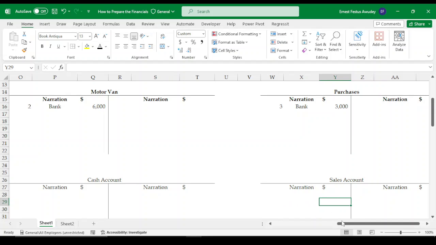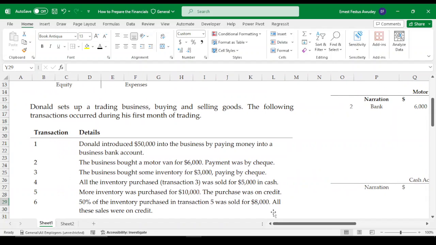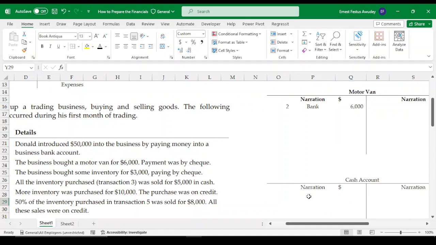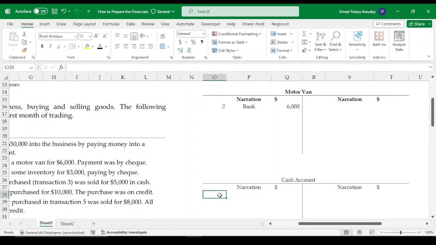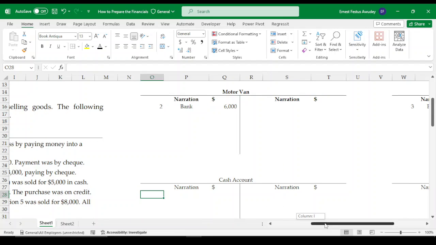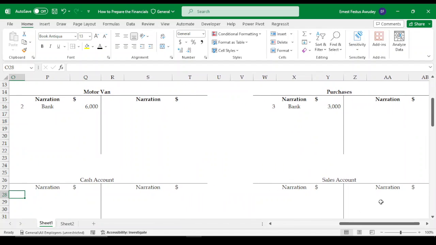So in this case, our cash has increased. It's an asset. Cash is an asset. It has increased because we have sold our goods and received cash. So the cash has increased and then our inventory has reduced. Therefore, we are going to debit our cash, which is an asset and it is increasing. And then we are going to credit our sales account, which is actually an asset which is reducing. That is our inventory.